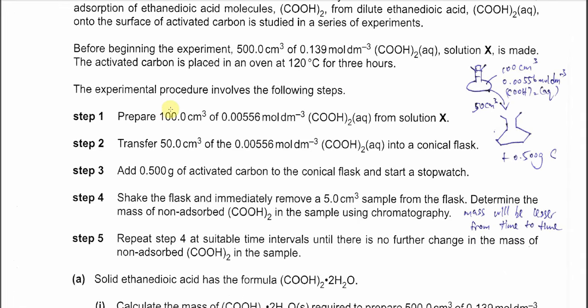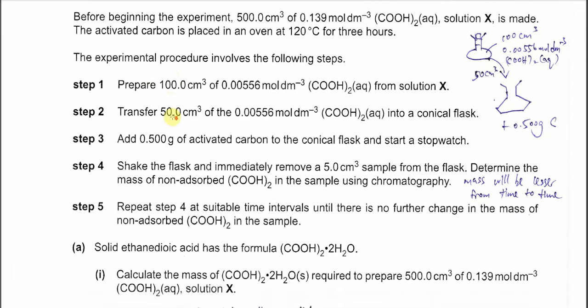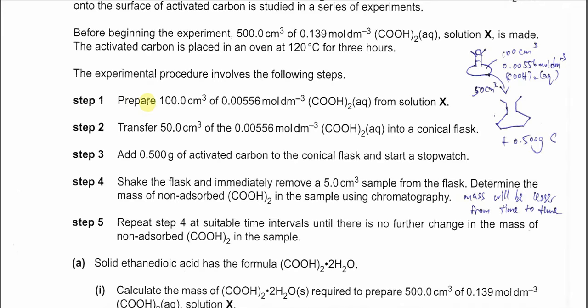Now, the experiment procedure is quite simple, only 5 steps. Prepare 100 cm³ of 0.0556 mol/dm³ of the acid solution, which is X. Step 2. Transfer 50 cm³ of 0.00556 mol/dm³ into the conical flask. Something like this. After preparing, transfer 50 cm³ to the conical flask.